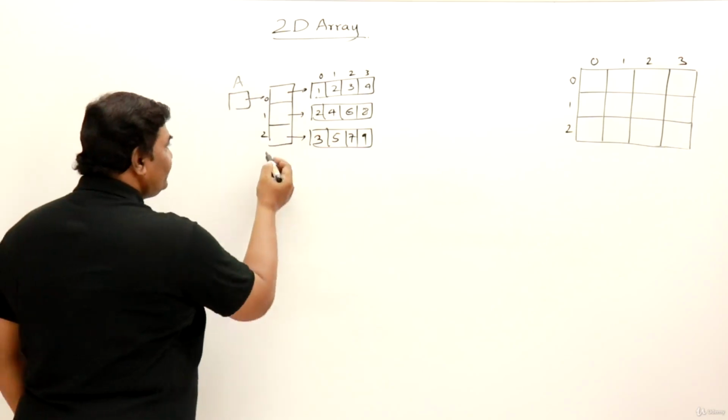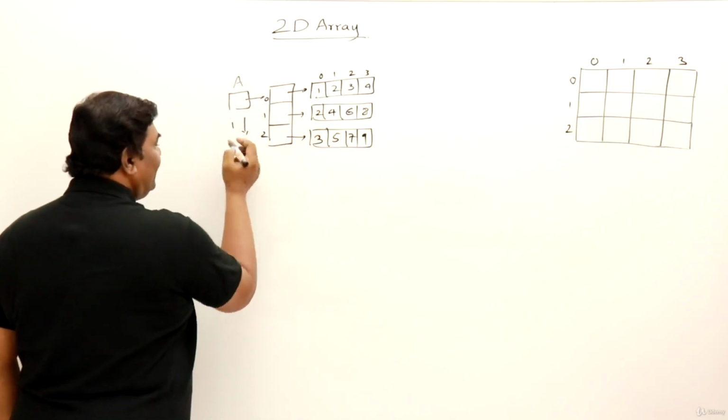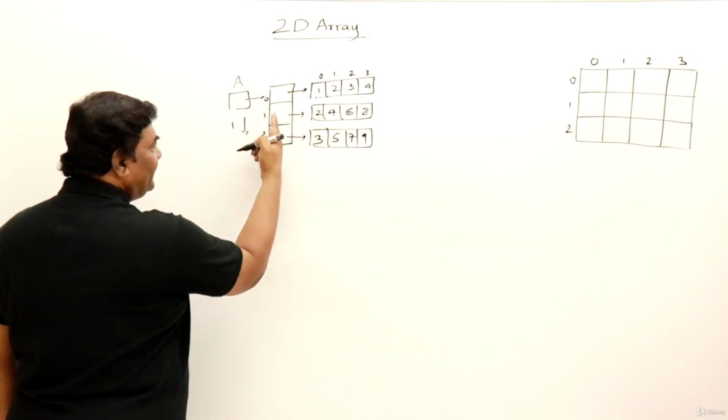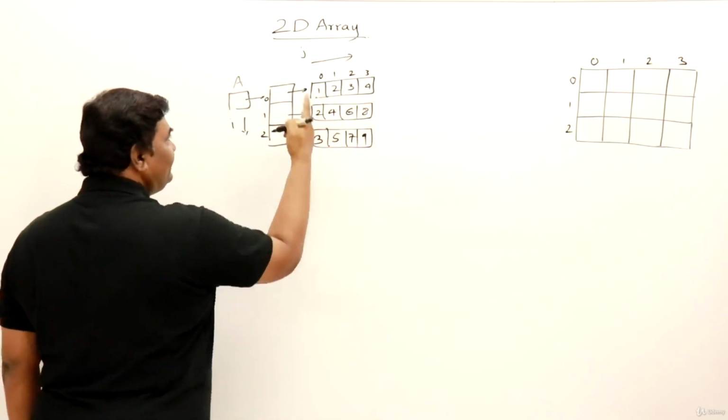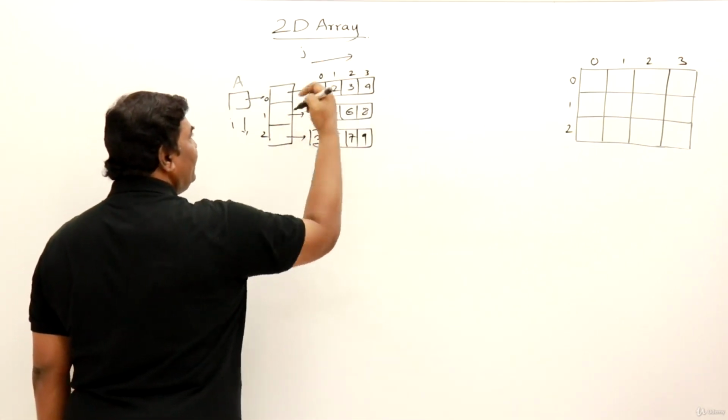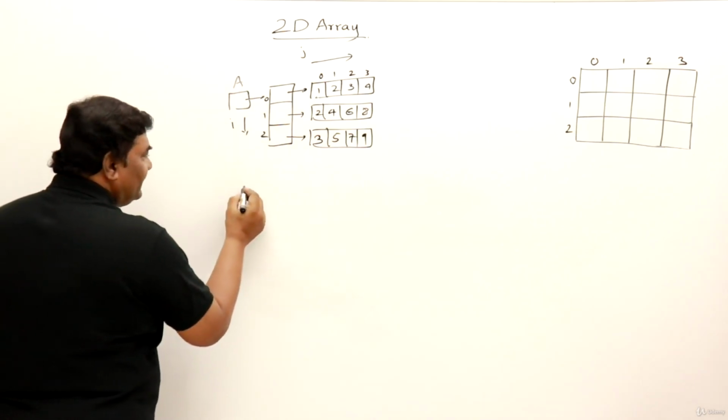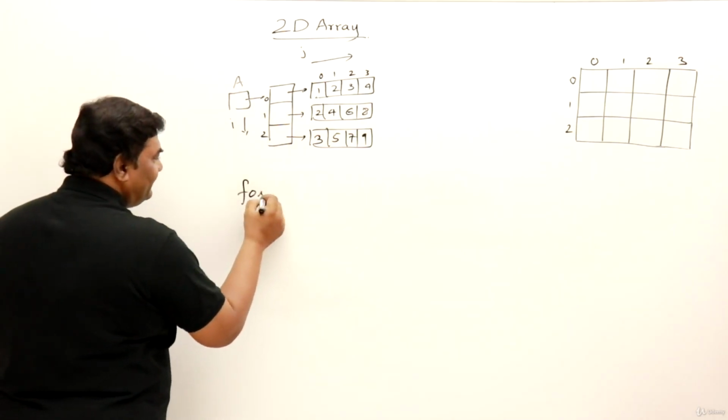So for these rows, I will take one index, let us call it as i, where i will become 0, then 1, then 2. Then for columns, I need one more index, let us say j. So that j should become 0, 1, 2, 3. So I'll use a for loop. So for, I will display all these elements.